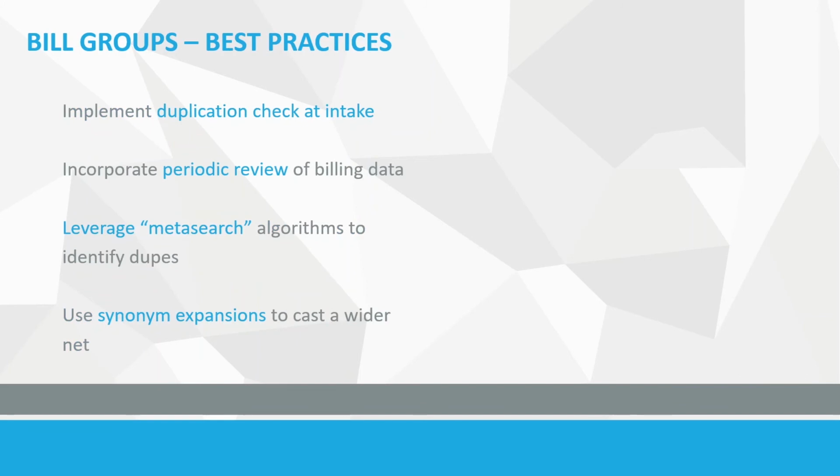So in terms of best practices, what we find is performing duplication checks at intake, be it through workflow or be it through Entity Manager or something like that, in addition to a periodic review of that billing data, allows you to rest assured that during billing, you're not going to stumble upon some sort of data issue that's going to cause a delay in billing.